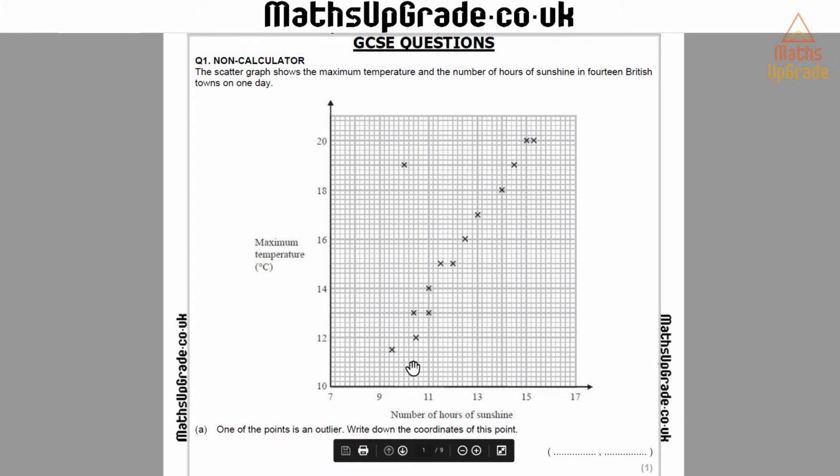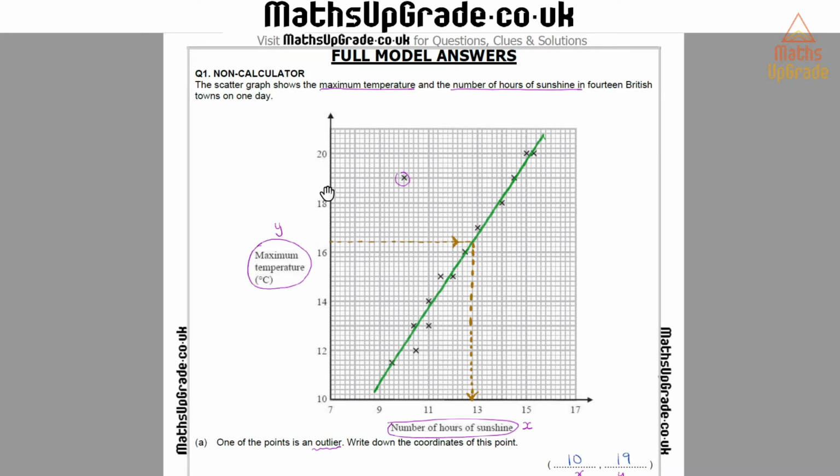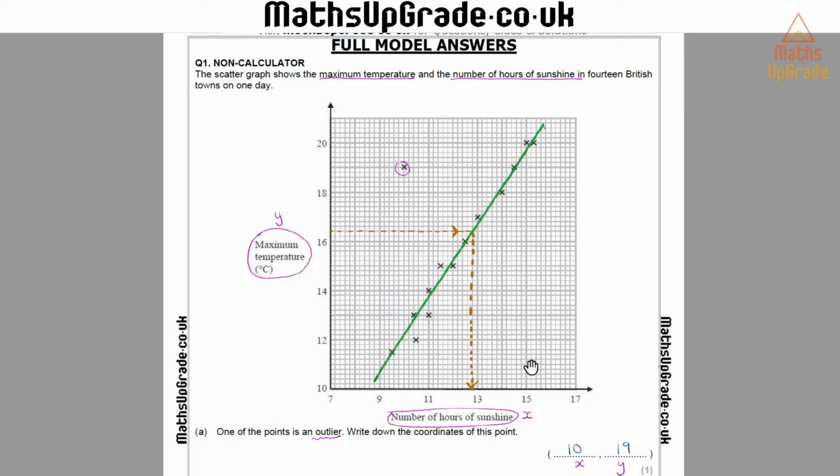So an outlier is essentially a data value which doesn't follow the pattern of points which are shown on the scatter diagram. So you can clearly see this is the outlier here. So we need to give the coordinates of that point. So go across the bottom axis first, which you can see is 10, and then go straight up and you can see it's 19. So it's (10, 19) there for 1 mark.